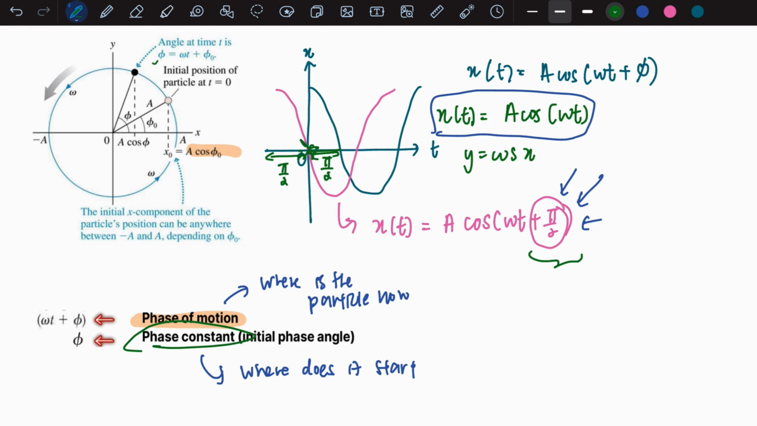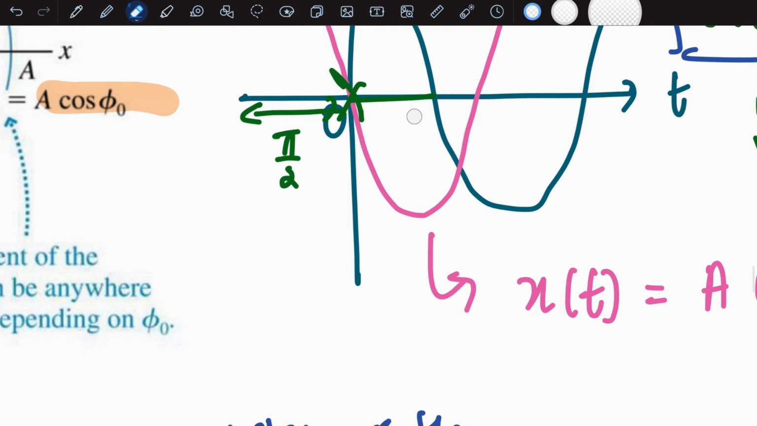Okay, that's it. That's about phase constant. The extra thing you learned today is that it is also known as the initial phase angle. Okay, now, what is phase of motion? So let's say we are looking at my pink graph now, right? Okay, let me erase this. We are looking at my pink graph now.